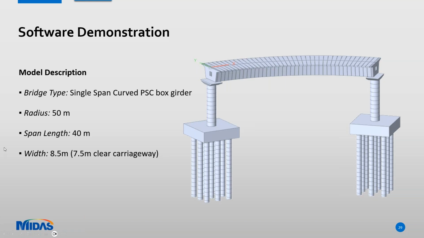For today's software demonstration, I have taken a single span PSC box girder bridge, which is 50 meters in radius and 40 meters in span length. The width of the superstructure is 7.5 meters, that's the clear carriageway. I think the total width of the bridge is 8.5 meters. Yes, so let's go to the software now.